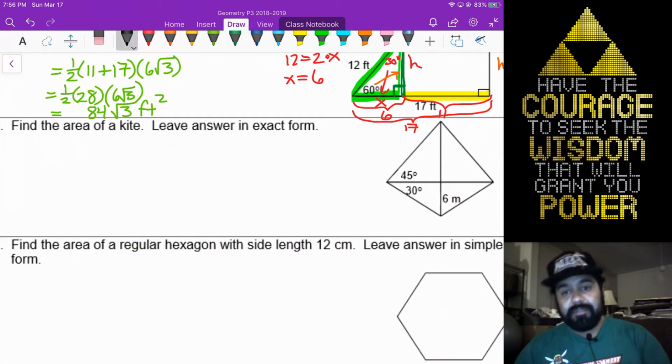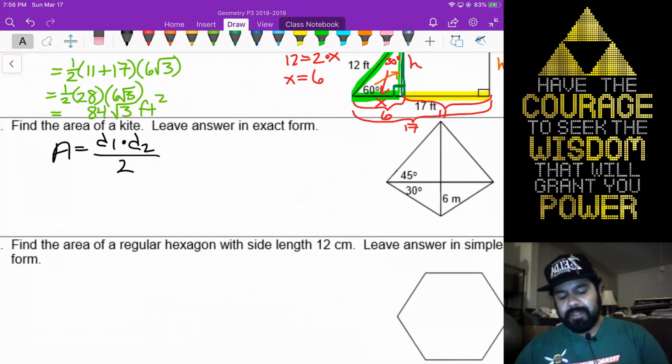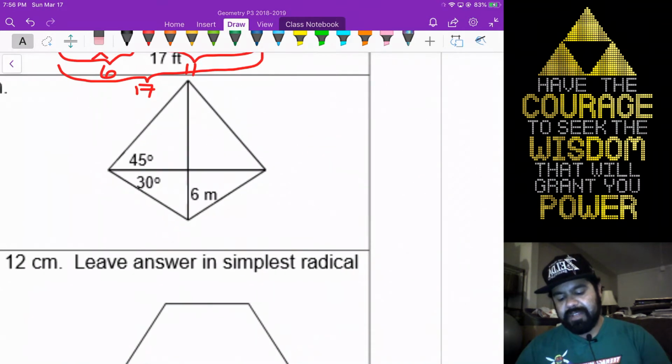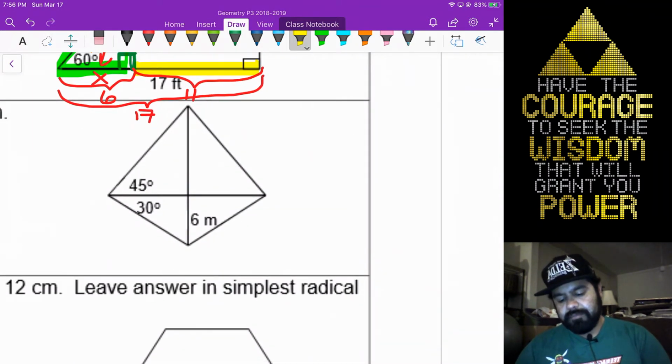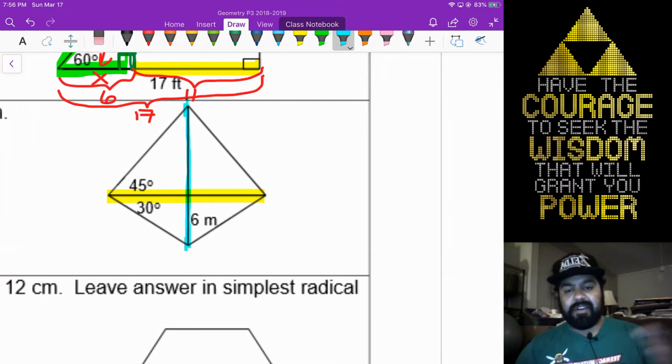Alright, so for our kite here, we're going to have diagonal 1 times diagonal 2 divided by 2. So if we look here, diagonal 1 we can claim as this. The other one we can claim as diagonal 2. It really doesn't matter which one you claim. You just want to make sure that you're finding the lengths of each one. So the only thing we have is this 6 that corresponds with here.